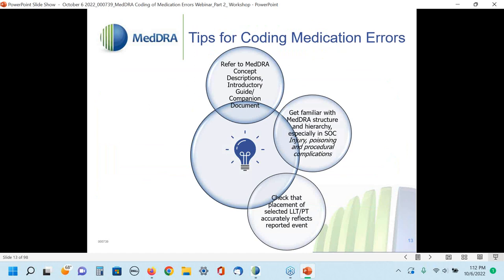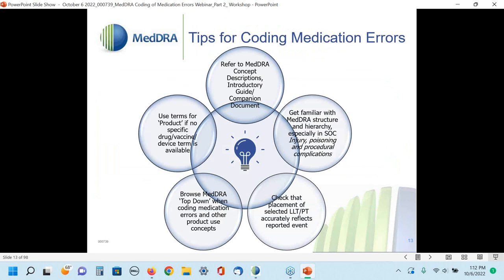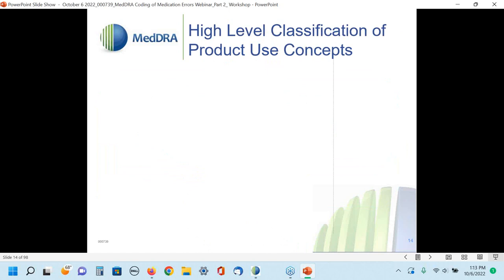You want to always check the placement of an LLT that you're considering coding to make sure that it accurately reflects the reported information. I told you in the last session that when we talk about medication errors, generally when trying to find an LLT within the MedDRA hierarchy, a top-down strategy is preferable because unless you, in doing a bottom-up search, know exactly how something would have been phrased in MedDRA, you will spend an inordinate amount of time sometimes trying to find an LLT. So top-down is generally the best approach. And just understand that sometimes MedDRA uses the larger umbrella of product to describe not only drugs, but vaccines, biologics, and drug-device combinations. So sometimes you will not find a specific vaccine or drug term, but would defer rather to a product term.